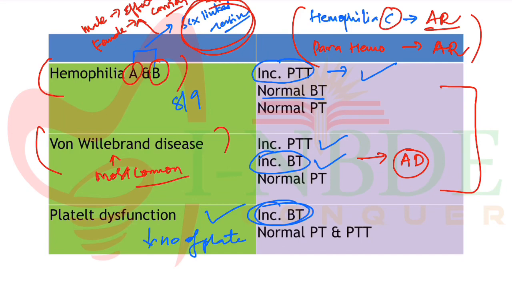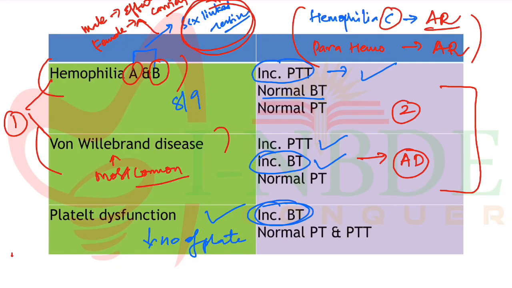All these are acquired. Okay, you have two categories. One is hereditary, all these are hereditary, and the second one is acquired. That is acquired due to some etiology, which will lead to a decrease in the efficiency of clotting. I hope now it is clear, right?